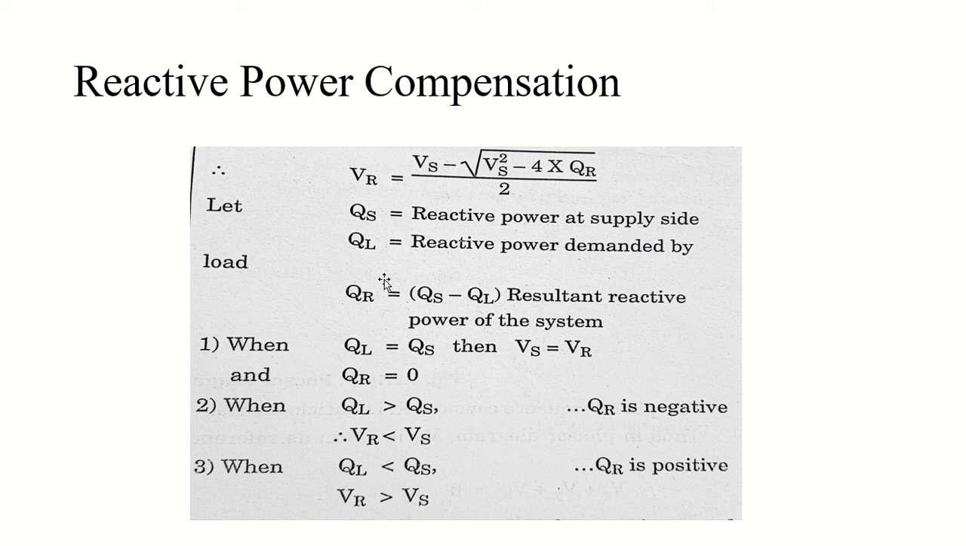The case which is always encouraged is the second case, where receiving end voltage is always less than sending end voltage, and the value of QR, the resultant reactive power, is negative kVAR. Remember, reactive power is always measured in kVAR, or kilovar, that is its unit. Active power is always measured in watts or kilowatts. So that was all about reactive power compensation.